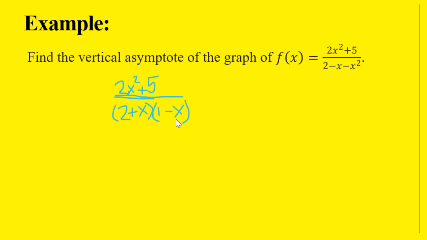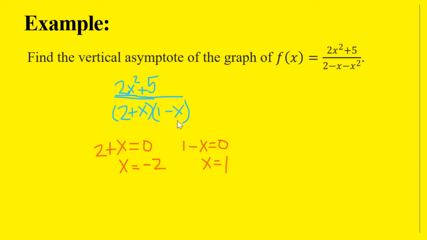And now our denominator factors into 2 plus x times 1 minus x. All right, now that we have that factor, we want to take our denominator, set them equal to 0 to determine the value of x that makes the denominator 0. And so we see x is undefined at -2 and +1.